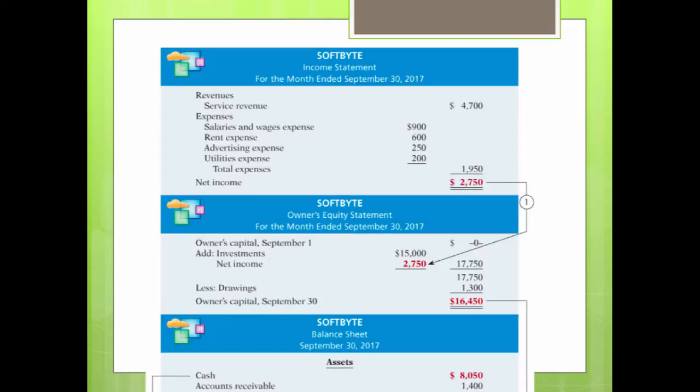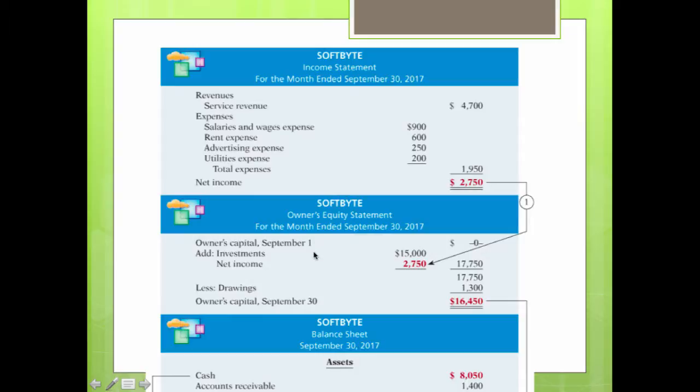So remember that the owner's equity consists of owner's capital, owner's drawings, revenues, and expenses. Remember, this is part of the expanded accounting equation. So what we do here is we start this statement by recording the balance of owner's capital at the beginning of the month. In this case, it's September 1st. This sample here shows that there was a balance of 0 on September 1st. But if there was actually a balance, then you will record it here.